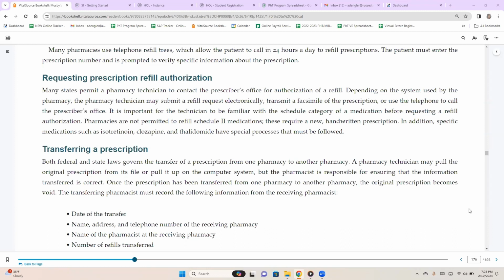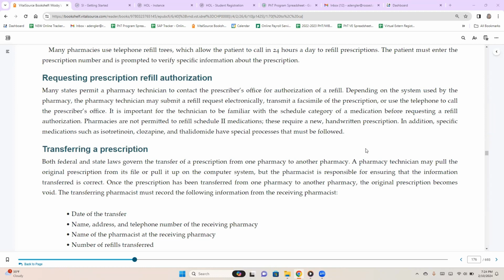Many states permit a pharmacy technician to contact the prescriber's office to obtain a refill authorization. Depending on the system used by the pharmacy, the technician may submit a refill request electronically, transmit a fax of the prescription to the doctor's office, or use the telephone to call the prescriber's office. It is important for the technician to be familiar with the schedule category of a medication before requesting a refill authorization.